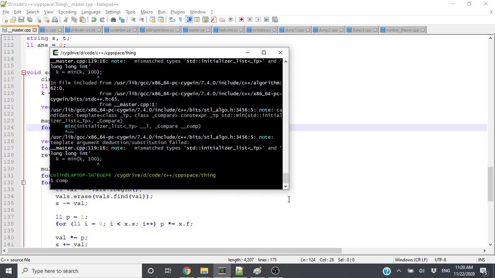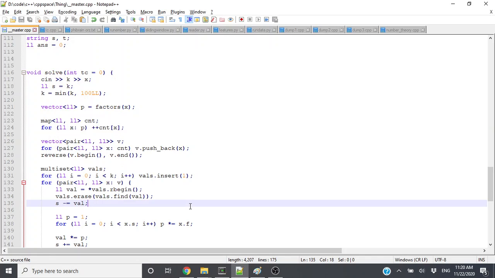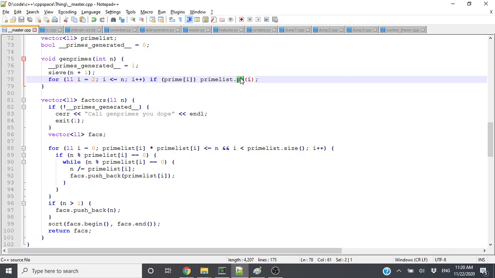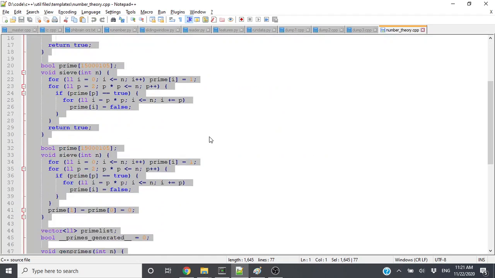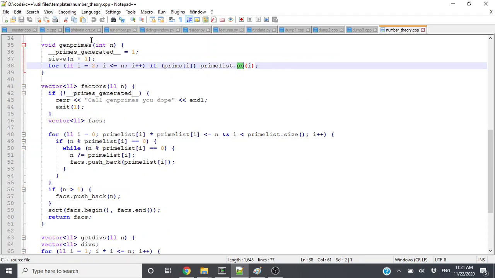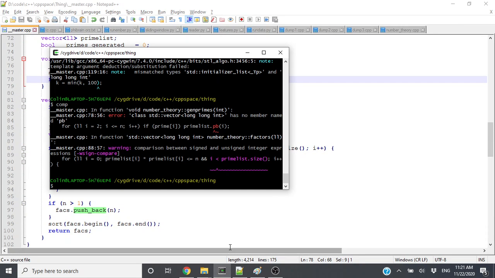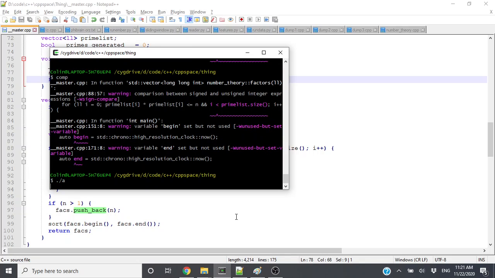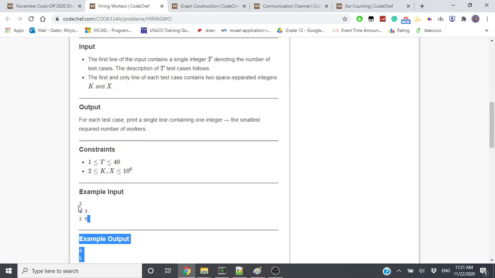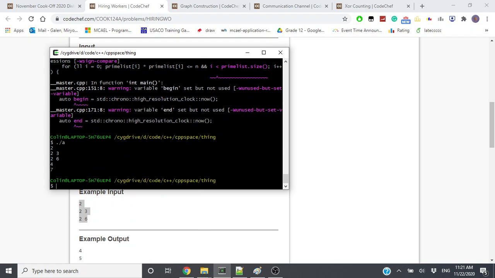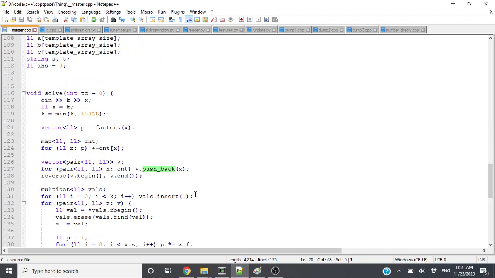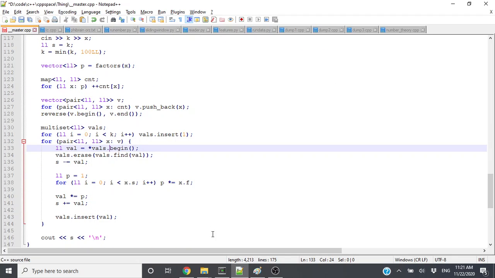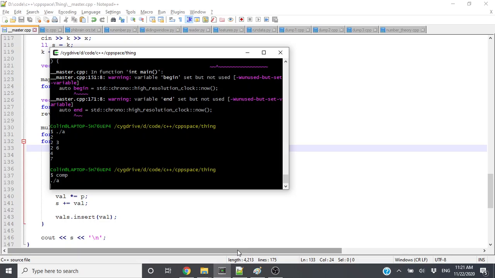Vals.erase, vals.find val. Oh my god, come on. Should get these samples right. Or not. Okay. No, it should be begin, smallest value, yeah.